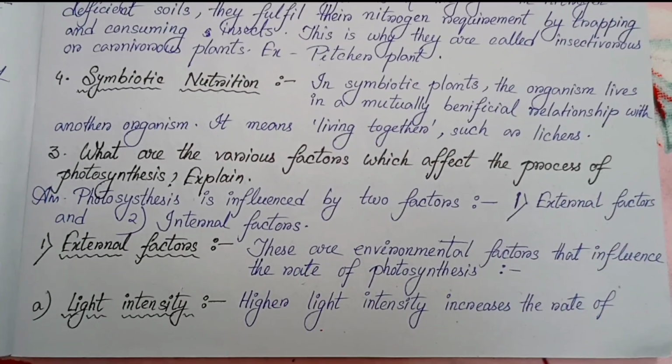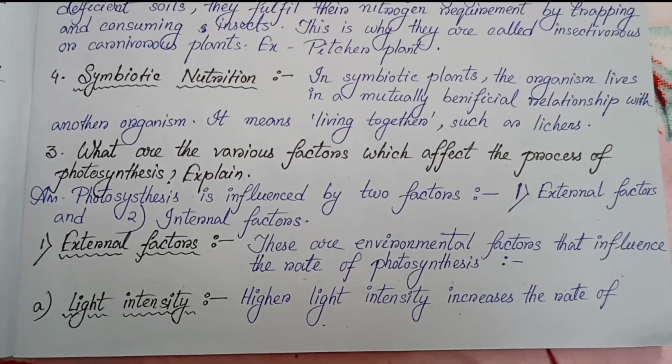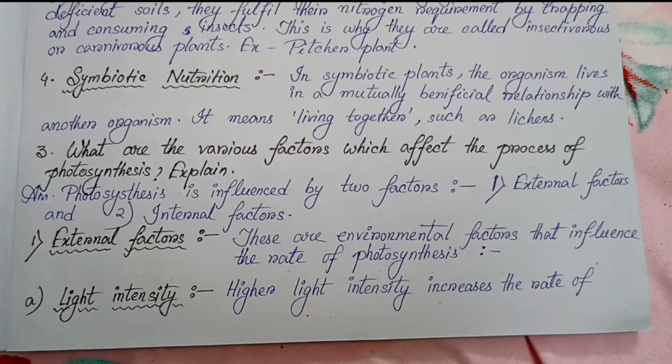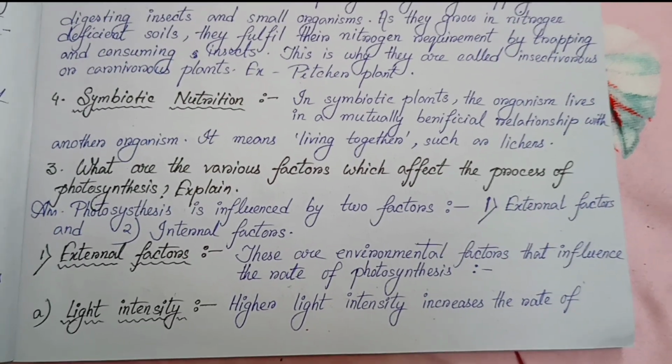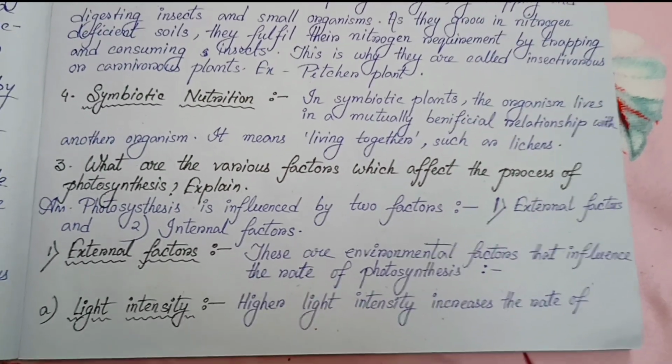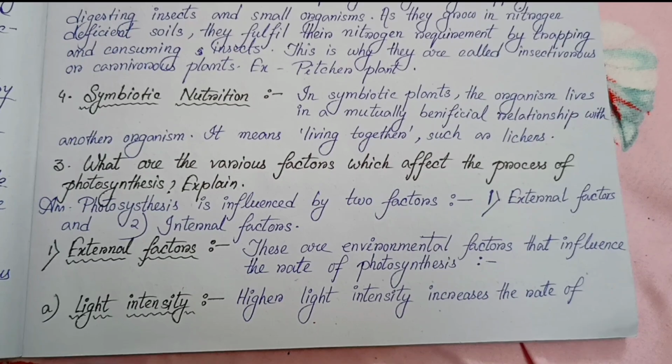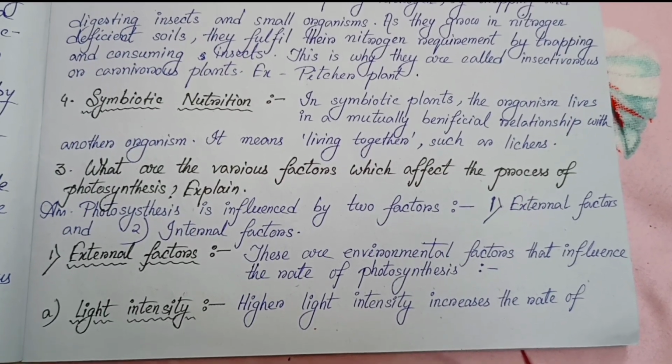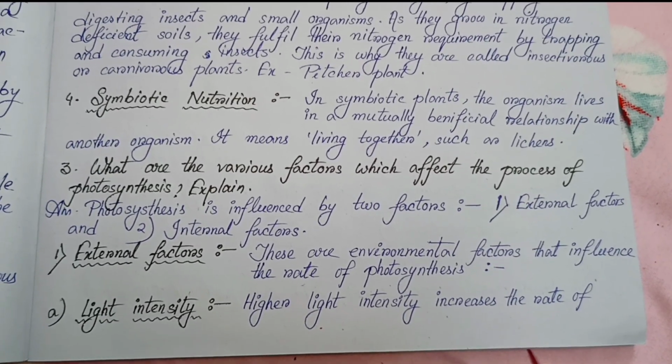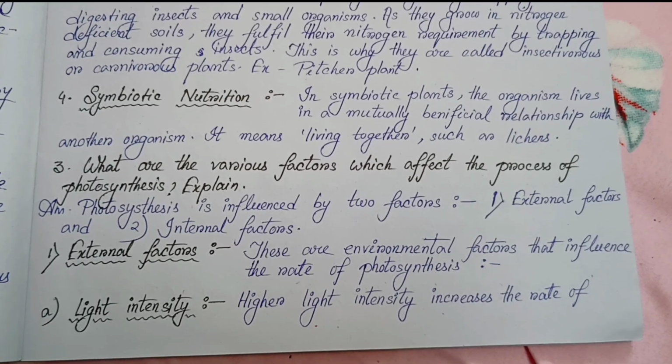Number 3. What are the various factors which affect the process of photosynthesis? Explain. Photosynthesis is influenced by two factors, external factors and internal factors. External factors, these are environmental factors that influence the rate of photosynthesis. Number A, light intensity.